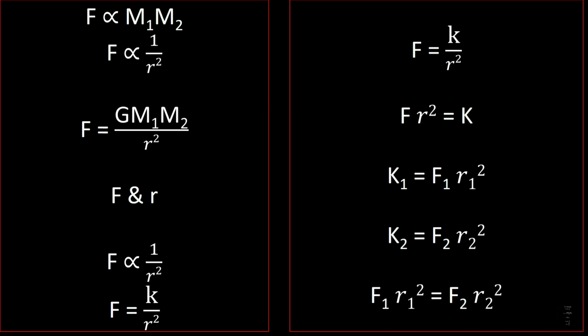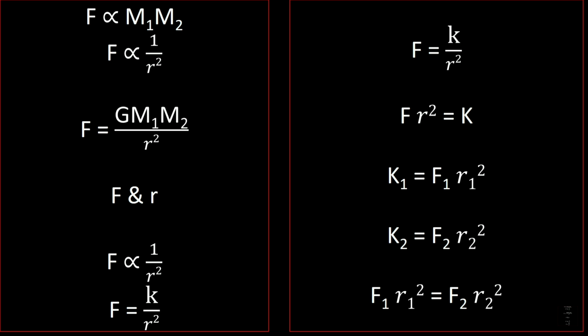Then the next thing is to equate the two values. So I'm going to have F1 R1 square is equal to F2 R2 square. Then I want to make F1 stand alone. To do that, I have to divide both sides by R1 square. So F1 is equal to F2 R2 square over R1 square.